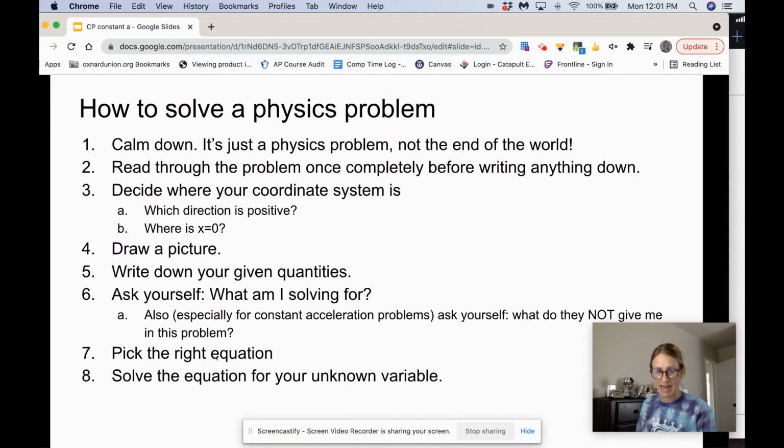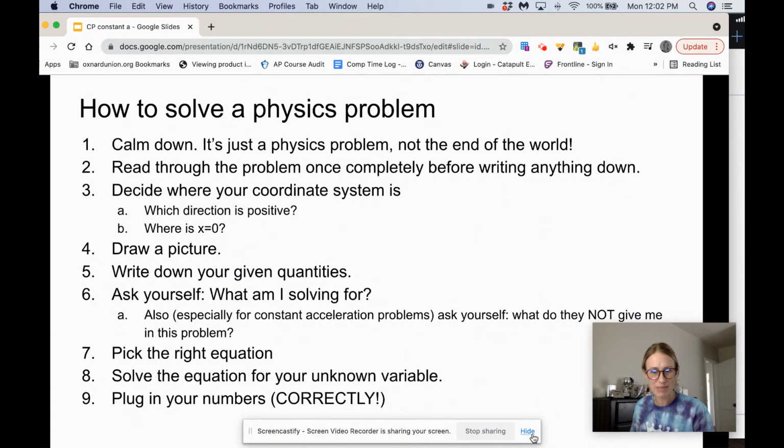Now, step number eight, I'm more of a stickler for with my AP class. With my regular physics class, if you want to plug in your numbers right away into your equation after you write the equation down first, and then underneath that, plug in your numbers, that's okay with me. But I sometimes, you'll see, like to solve the equation for the unknown variable. So I solve it algebraically first, and then I plug in my numbers correctly.